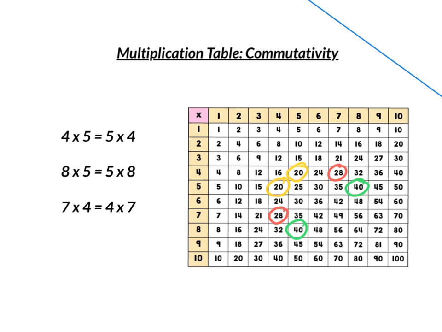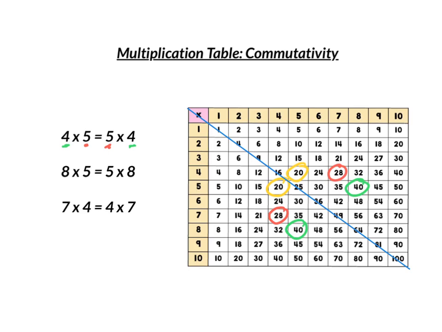Very interesting. What do you notice about the multiplication table so far, based on the numbers that are circled? Well, I can see that the multiplication table is in fact a reflection of itself. The top right half and the bottom left half are exactly the same. When we look at the number sentences 4 times 5 and 5 times 4, it doesn't matter what order the numbers appear. We can see that the number sentence results in a product exactly the same.